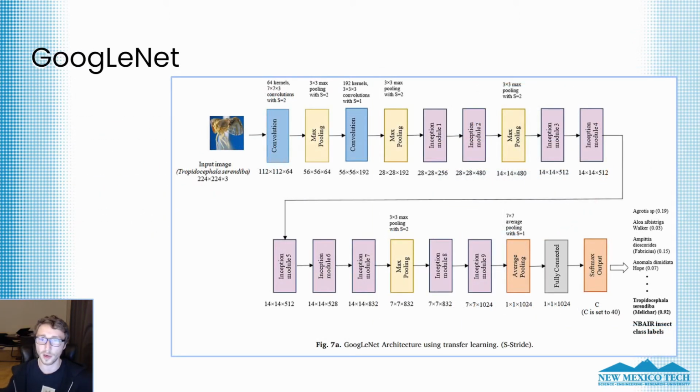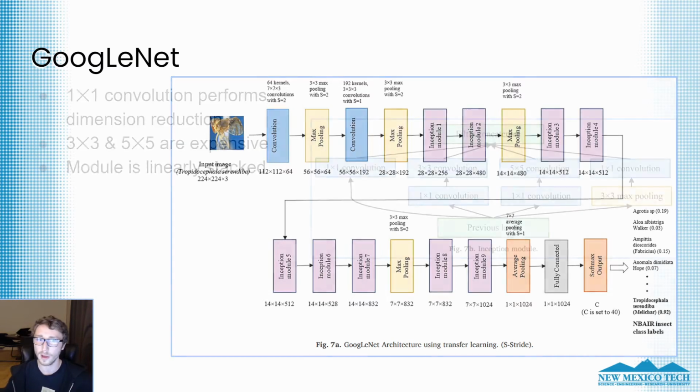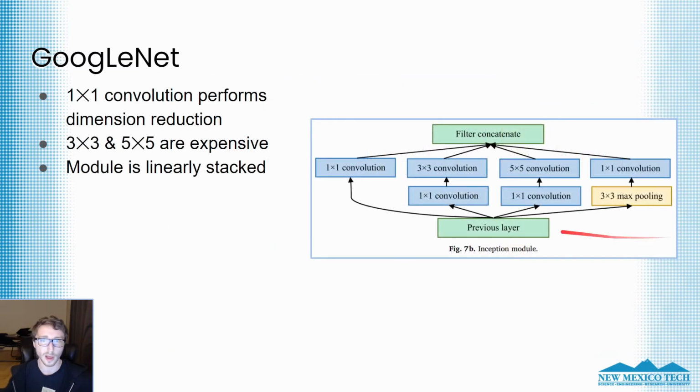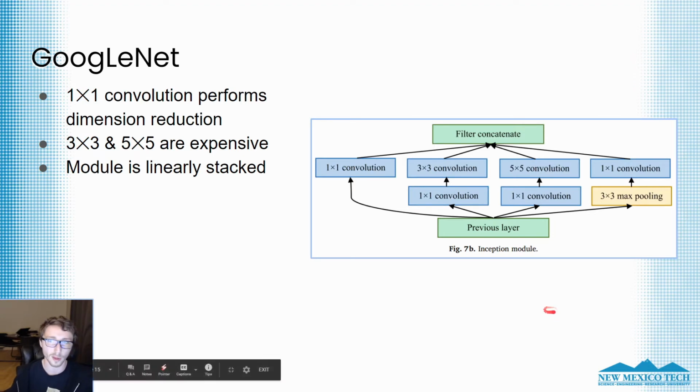GoogleNet uses 22 layers, 2 convolutional layers, 4 max pooling layers, 9 inception modules, and then an average pooling layer, fully connected and softmax layer. These inception modules have 1 by 1 convolutional layers to perform dimension reduction. This dimension reduction helps because it then goes on to do much more expensive 3 by 3 and 5 by 5 convolutional layers. These modules are linearly stacked.